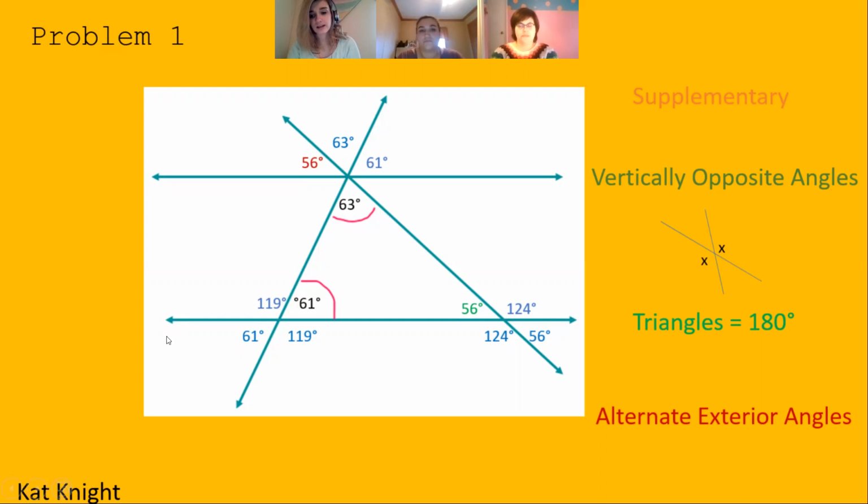Anyway, now we just have 2 more angles left to find, and we can find them using our vertically opposite angles. We get 61 and 56, and easy as pie, we are done.